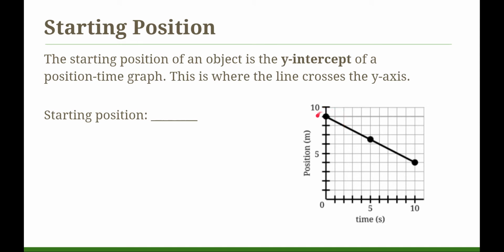So remember, that's where the line crosses the y-axis, that's the vertical axis. So remember that from algebra class. To find the starting position here, we just find our y-intercept, which is right here at 9 meters. So our starting position is just 9 meters.